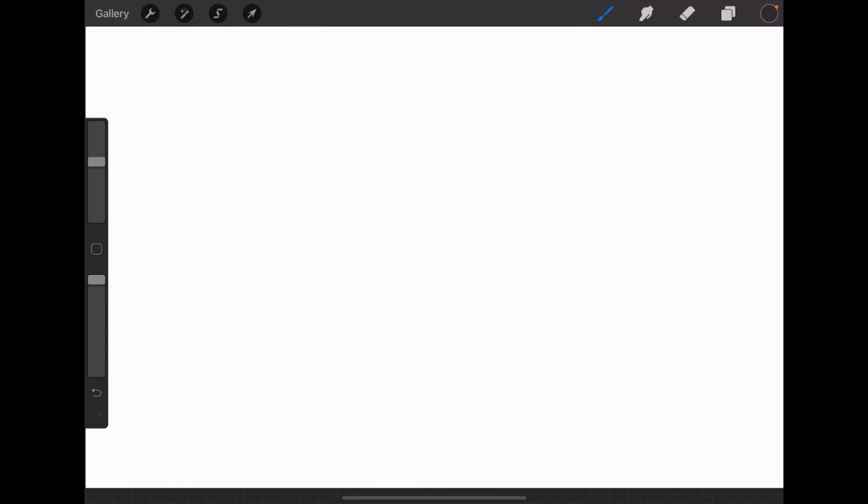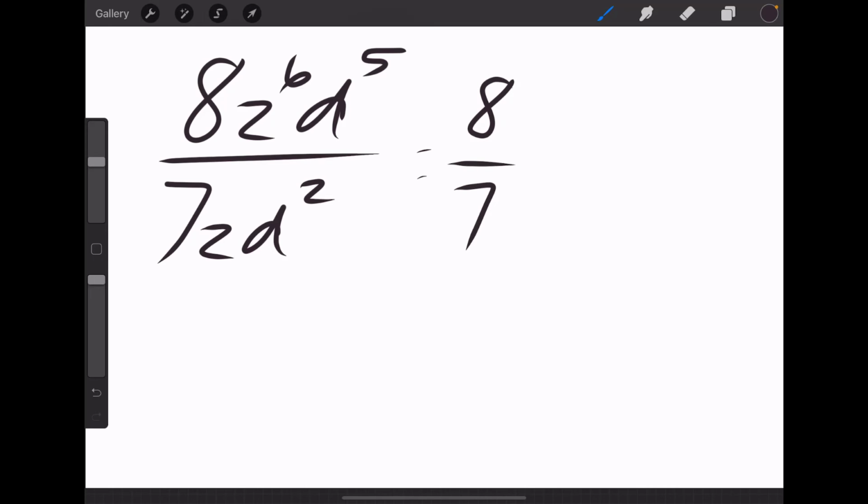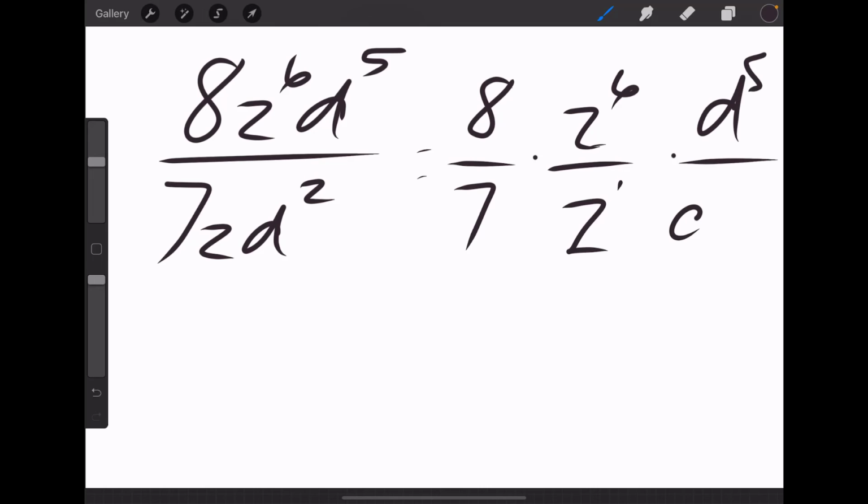This next expression is number 18 on your worksheet. It is 8z to the 6th power d to the 5th power over 7z d to the 2nd power. So first I'm going to separate out my coefficients and my exponents. So it's going to leave me with 8/7 times z to the 6th over z, which is the same as saying z to the first power, times d to the fifth over d squared, or d to the second power.